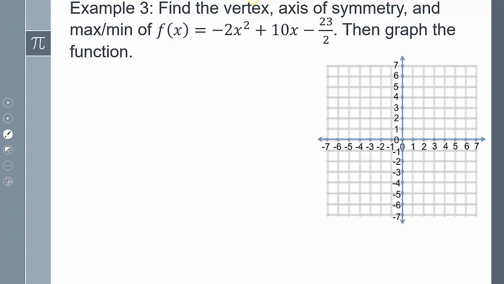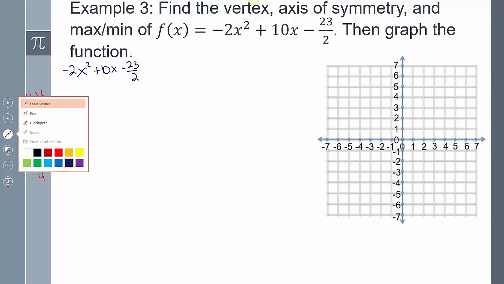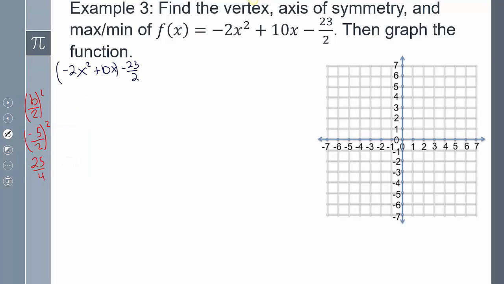Let's look at one more. So this one is negative 2x squared plus 10x minus 23 over 2. So once again, I want to isolate these x's here. So when I do that, I can factor out this negative 2. And so if I factor out the negative 2, I get the x squared, and then that becomes 5x. And so now if I do b over 2 squared, I get this negative 5 divided by 2 squared. I'm going to get 25 over 4. So I have to add and subtract that 25 over 4 on the inside of my parentheses.